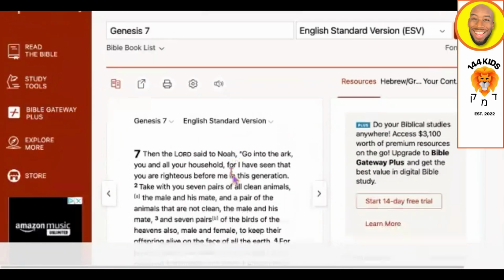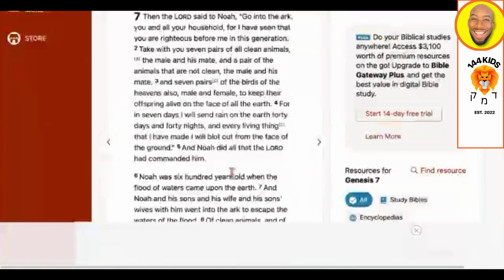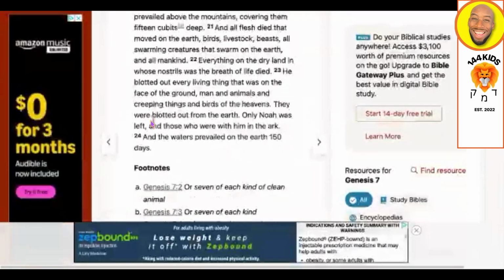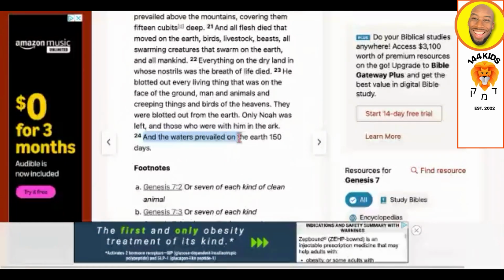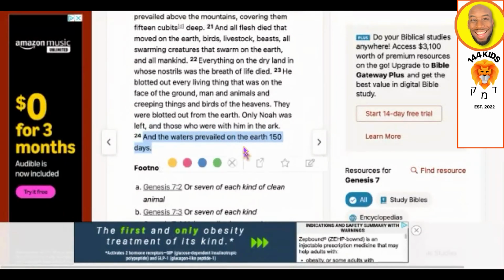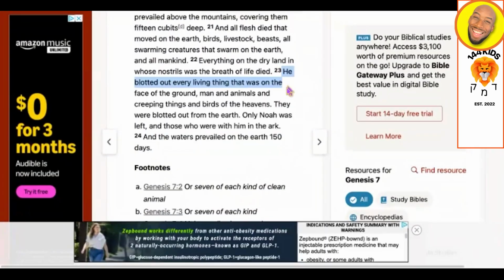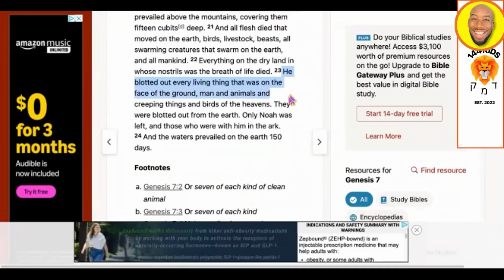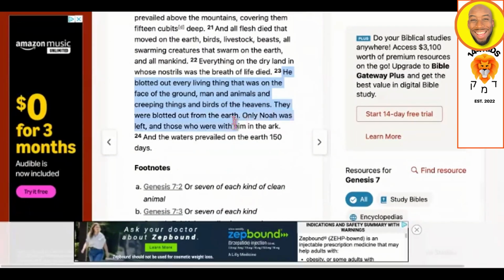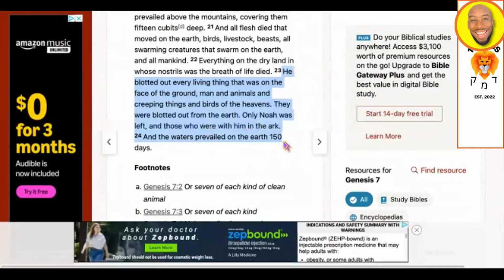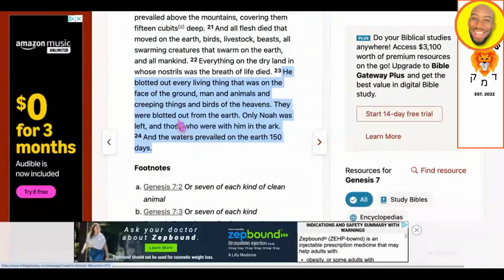For those of you that are putting 150 days, this is why people are putting 150. The last verse in Genesis chapter 7 says this, and the waters prevailed on the earth 150 days. And let's read the verse before it. It says, he blotted out every living thing that was on the face of the ground, man and animals, creeping things and birds of the heavens. They were blotted out from the earth, which means they were killed. Now only Noah was left and those who were with him on the ark, and the waters prevailed on the earth for 150 days.